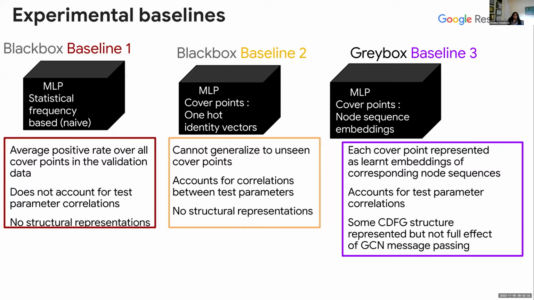In the first case, the statistical frequency is defined as the average positive rate over all cover points in the validation data. It does not account for test parameter correlations, and there are no structural representations in it. In the second baseline, there are still no structural representations, but it accounts for correlations between test parameters because we are providing one-hot identity vectors, and it cannot generalize to unseen cover points. In the last one, we are providing some CDFG structure, but not the full effect of graph neural network-based message passing. And it does account for test parameter correlations.